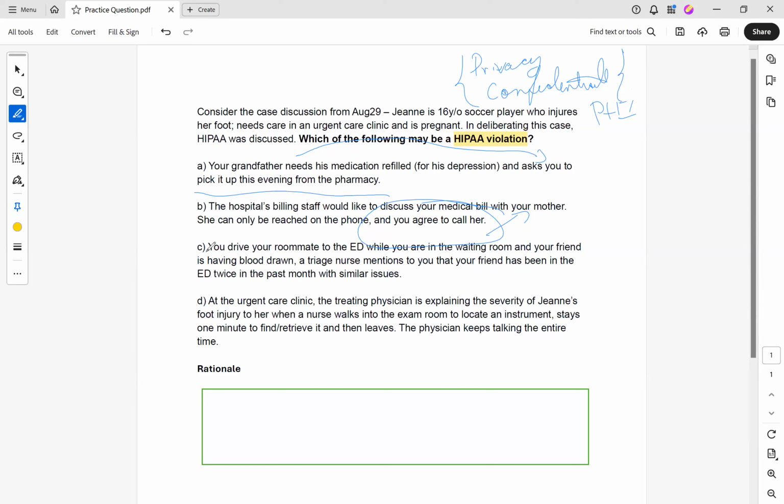C, you drive your roommate to the emergency department. You're in the waiting room and your friend is having blood drawn. That's a poorly composed sentence, I apologize for that. While you're in the waiting room and your friend is having blood drawn, a triage nurse mentions to you that your friend has been in the ED twice in the past month with similar issues. Let me annotate this. A triage nurse, a staff member, mentions to you that your friend, who is getting their lab drawn, has been a patient in the ED in the past month with similar issues.